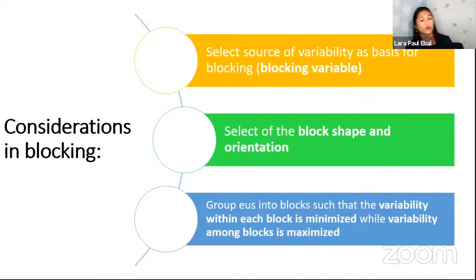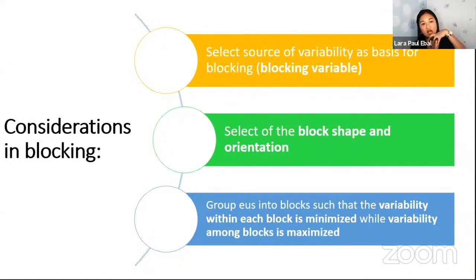So we now have to consider this, no? Considerations in blocking. First, select source of variability as basis for blocking factor. So you really have the idea kung ano yung possible factor or nuisance factor, no? Okay, in the experiment. So that's your blocking variable. Then select the block shape and orientation. That's why yung kanina we have perpendicular in this shape, long and narrow. And then we have to consider grouping of these experimental units into blocks such that the variability within each block is minimized. Okay, yung discrepancies within the block is minimized.